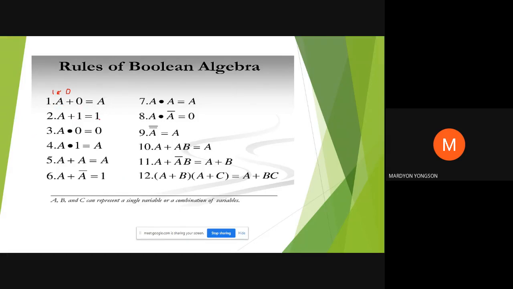Then we have A plus 1 equals 1. And also we have A times 0 equals 0, and then A times 1 equals A. A plus A equals A. So A plus complement A equals 1. And also we have A times A equals A. A times complement A equals 0. So kapag nakita niyo yung double complement, ibig sabihin niyan, i-revert back niya lang ulit. So, complement of complement A equals A.